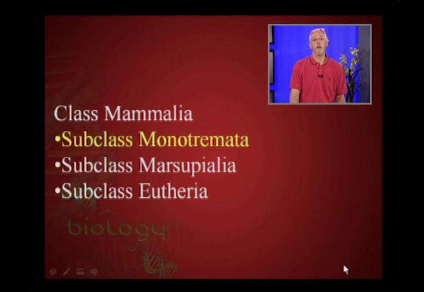Just quickly reviewing, we have our three subclasses of mammals: the monotremes, which are the egg-laying mammals; the marsupials, which are the pouched mammals; and the eutherians, which are the placental mammals. When you look at the Earth, every continent is dominated by eutherian mammals, placental mammals, except for Australia. So what I really am getting to here is why Australia is where we find the monotremes and the marsupials, and we don't find them in other parts of the world.